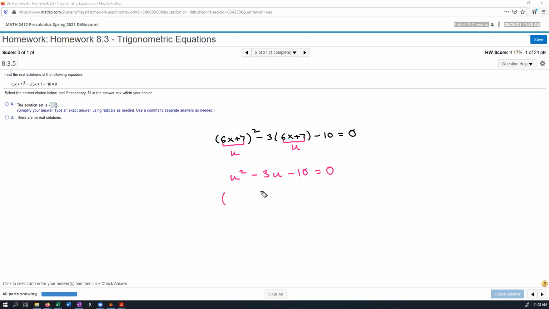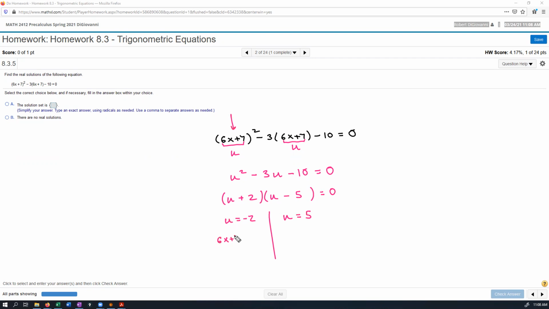I can factor that quadratic as u, let me see here. I need negative 3 in the middle. I need negative 10 at the end. So how about we go negative 5 and positive 2. That should work. So that means if I set each of those equal to 0, I get 2 solutions, negative 2 and 5. And now at this point, we replace u with what it was.